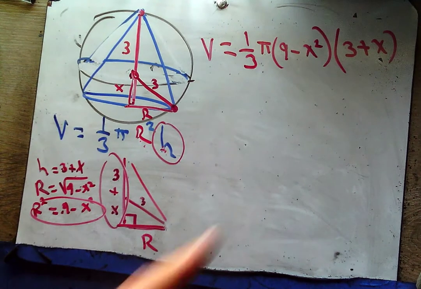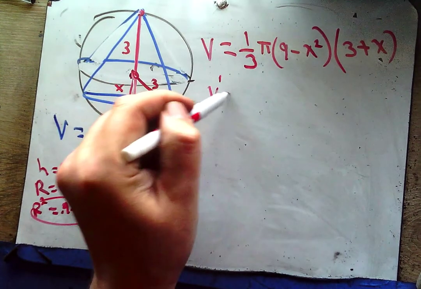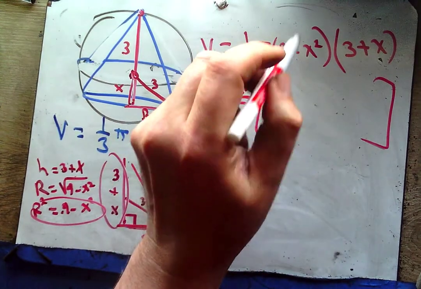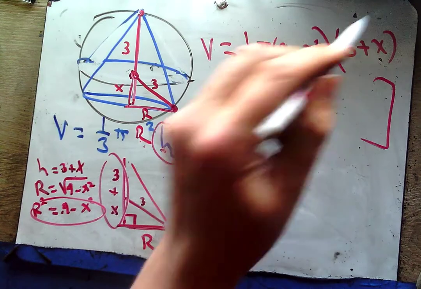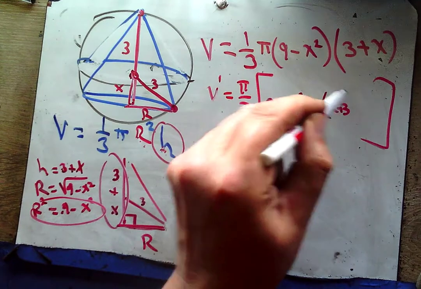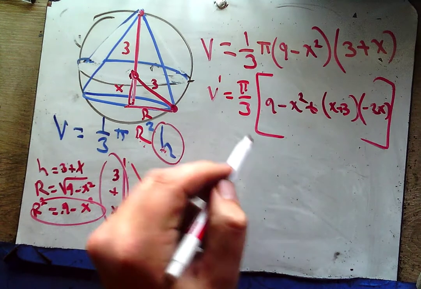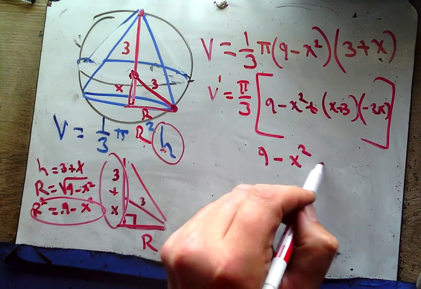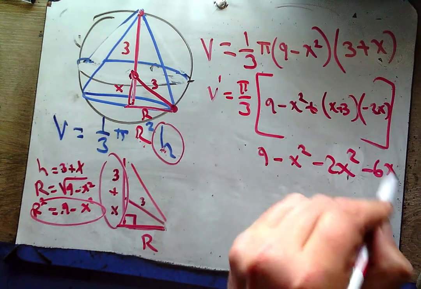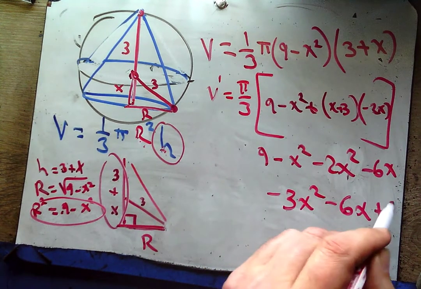Now, I need to find V prime. I need to take the derivative of that. V prime. I'm going to leave this out as a constant, pi over 3, and then I'm going to do product rule. So I'm going to have this times the derivative of that, plus this times the derivative of that. Okay, so I'm going to have 9 minus x squared minus 6x, no, minus 2x squared minus 6x. And I can tidy this up to be minus 3x squared minus 6x plus 9.